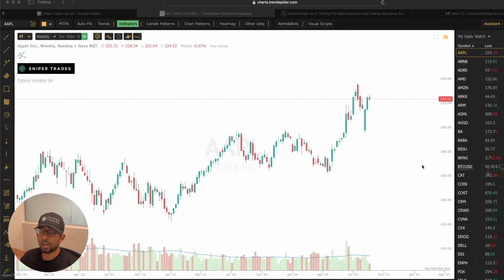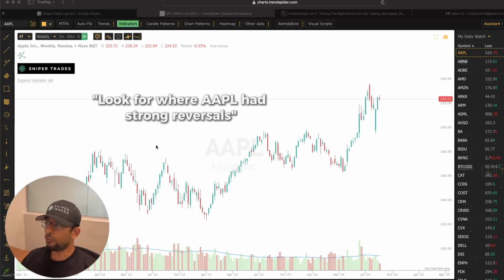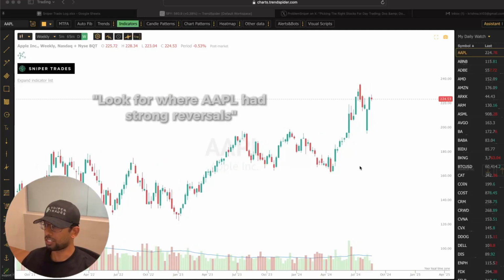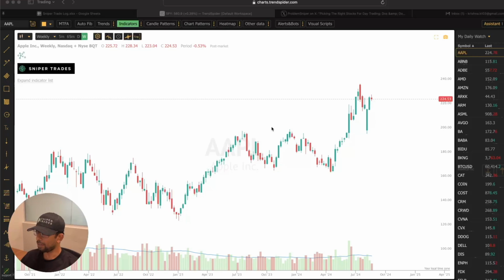So let's talk about Apple's weekly chart. I'm not looking at investing into Apple somewhere up here or here or here or anywhere there. So what I generally try to do, when I'm already invested or I'm thinking about an investment, is go after the weekly chart like what you're seeing on my screen right now and look for where Apple had strong reversals. You can clearly see Apple had some strong reversals here and here.